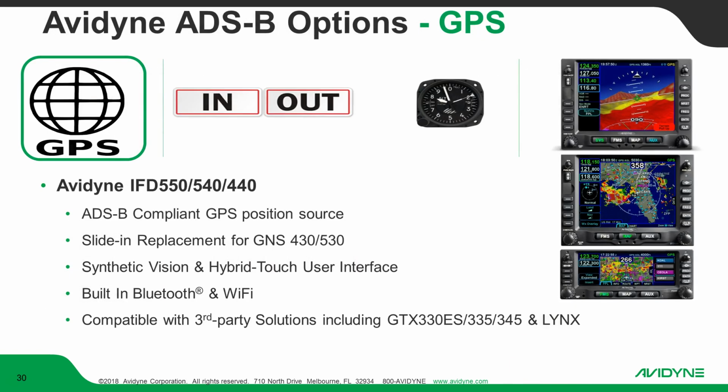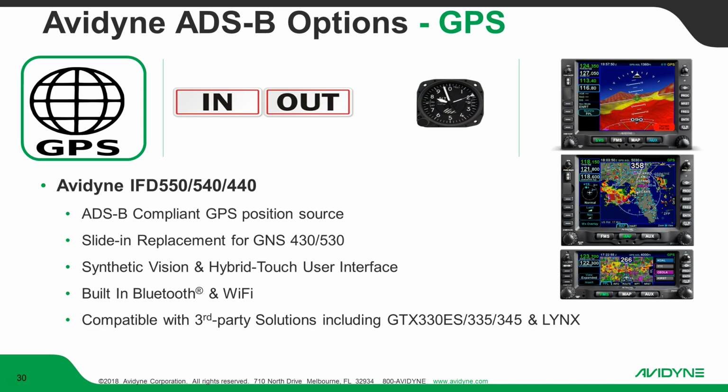Well, when it comes to Avidyne, we have several options. We've got a whole line of panel-mounted GPS products, as you can see here. The IFD 550, notice it's got integrated synthetic vision. The IFD 540 also offers synthetic vision. And the 440. These products are all slide-in replacements for legacy GNS 430 and 530. So if you've already got an airplane wired for a 430 or 530W, these products will slide right in, and it adds synthetic vision.